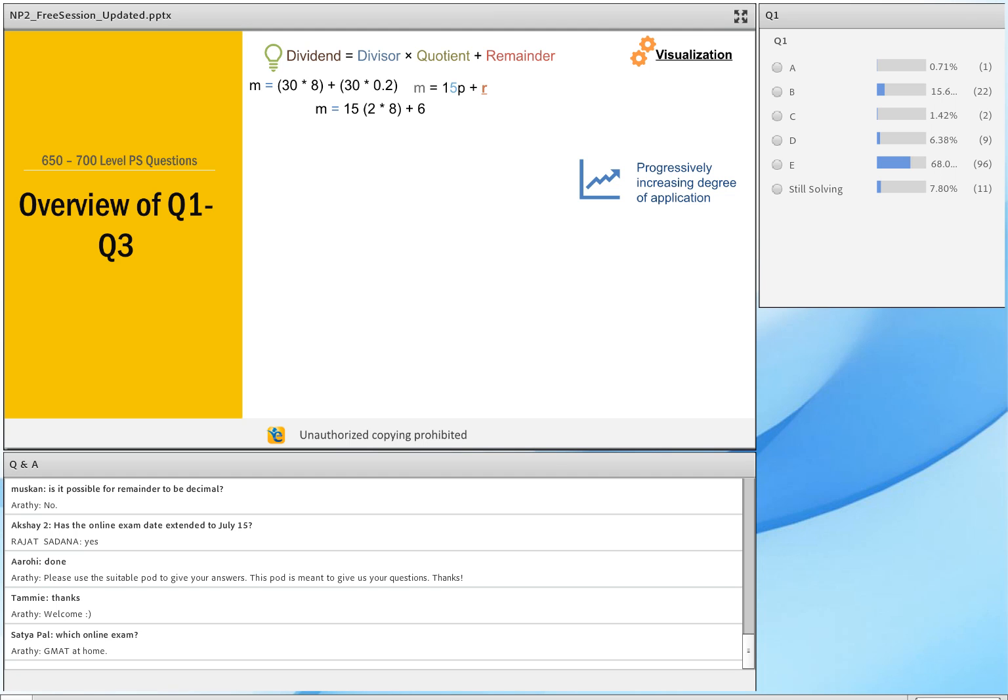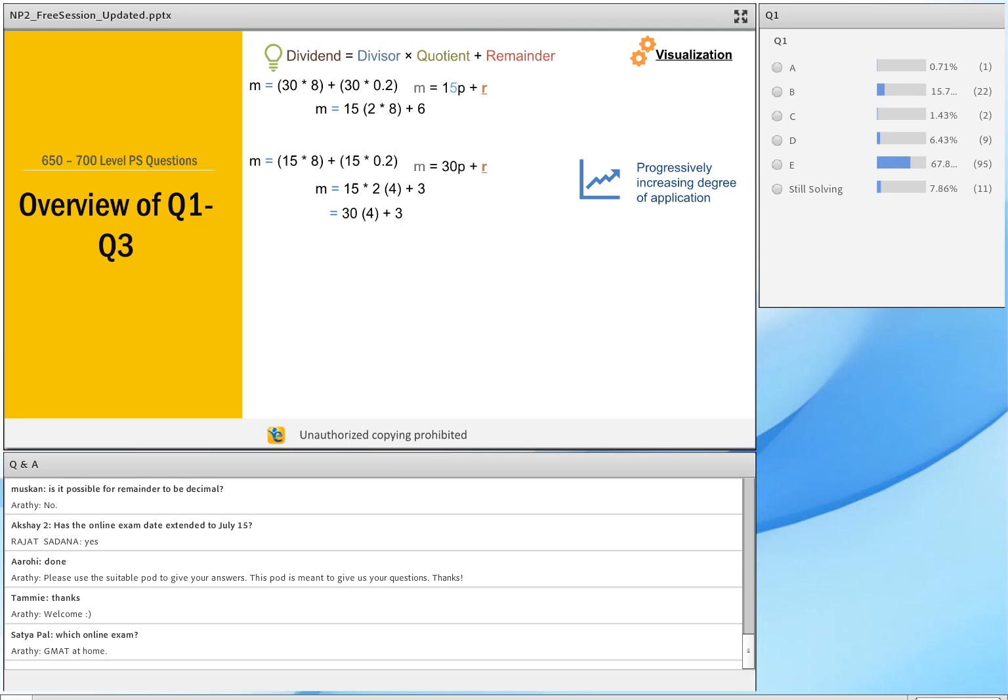In the first question, we pretty simply were given that m is 30 times 8.2. We had to figure out what's going to be the remainder when m is divided by 15. And the second one, it was just opposite. We were given m as 15 times 8.2.